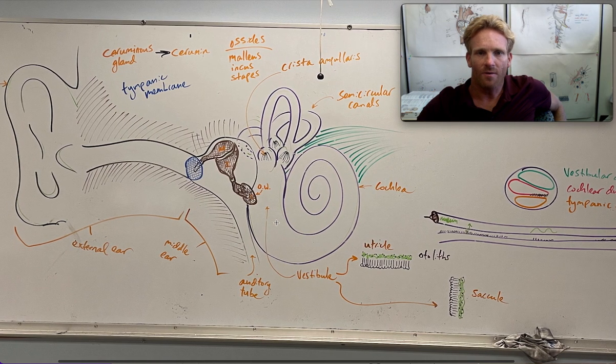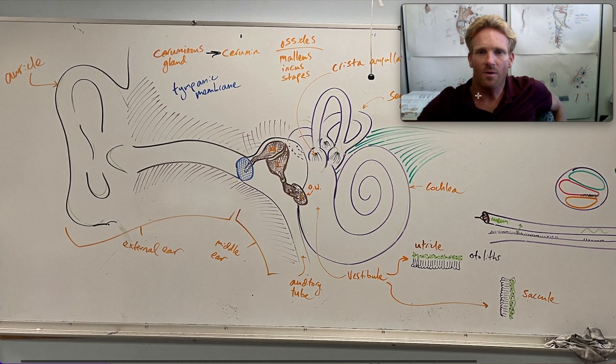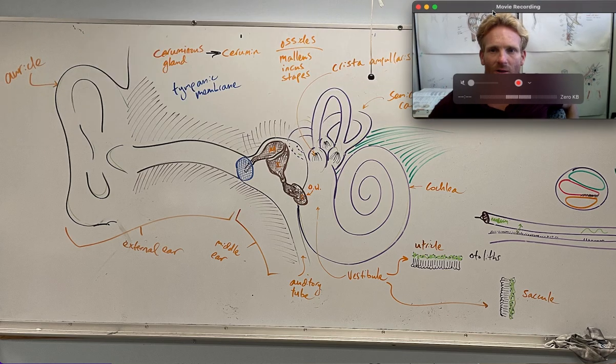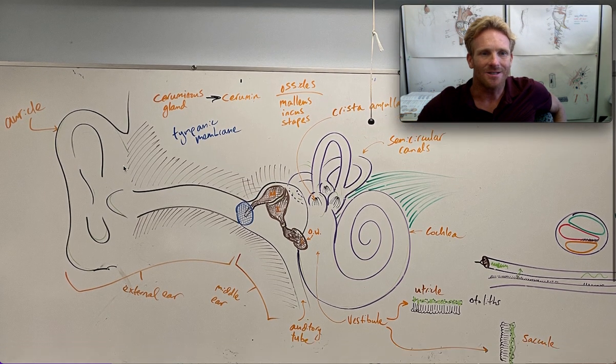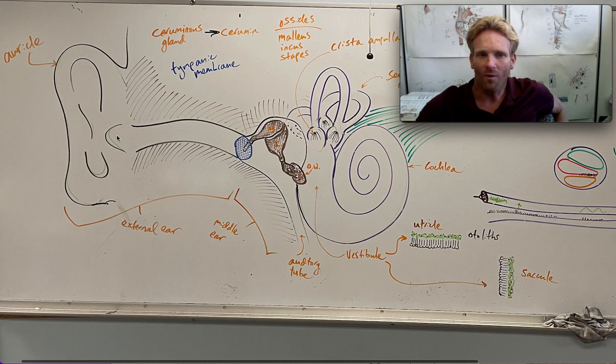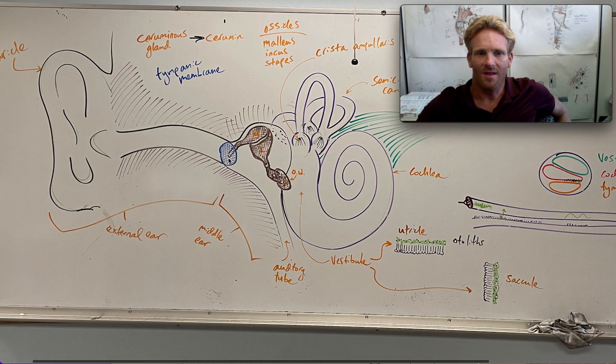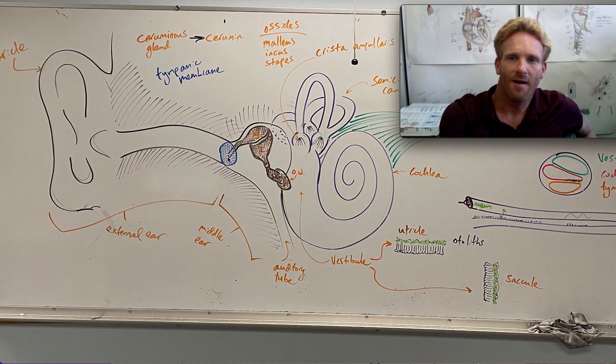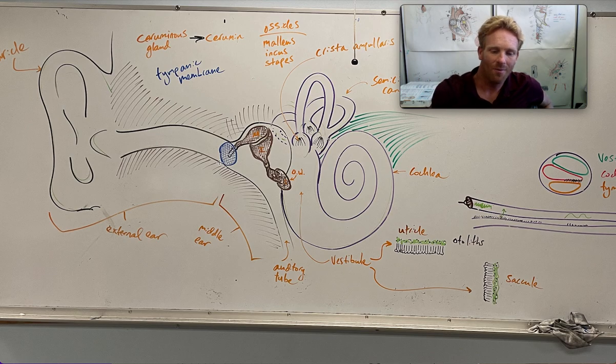So here's a little drawing that we produced in class. This is an overview of what the ear looks like. You've got that external ear, which includes the auricle and the ear canal. That ear canal is about 2 to 2.5 centimeters in length. Then at the base of the ear canal, that's where you have the tympanic membrane.